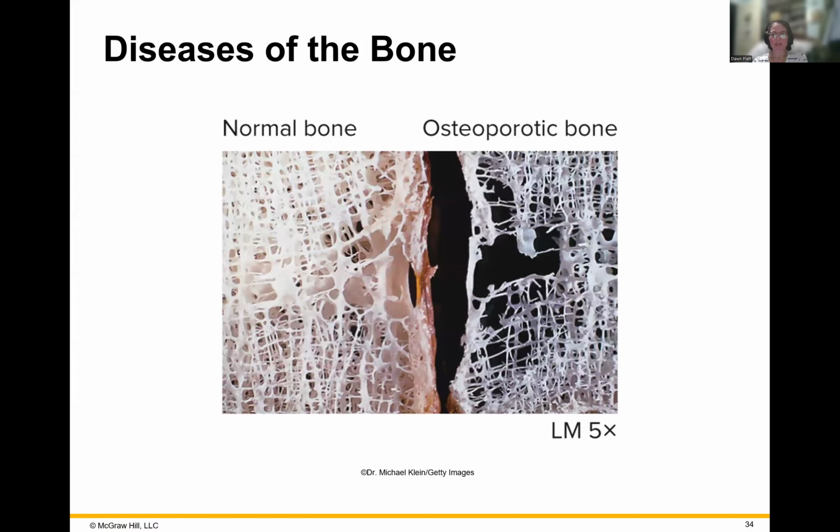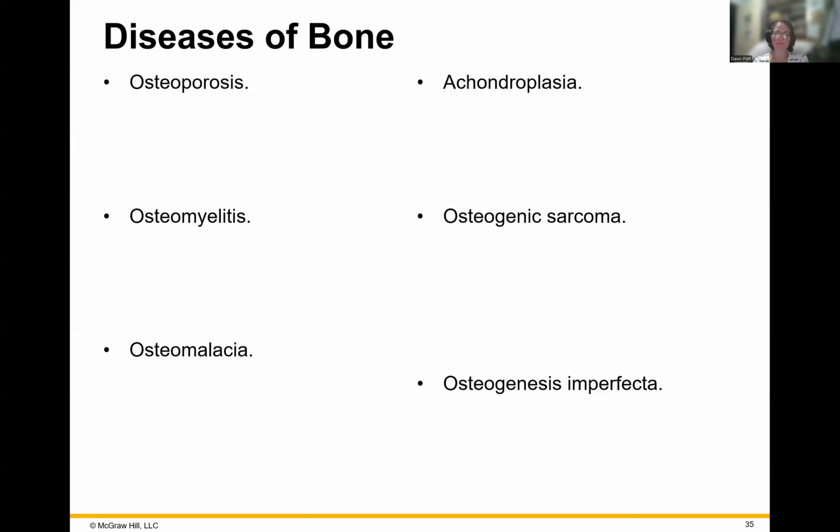Disorders and injuries. So here we have osteoporosis. You can see on the left-hand side, this is microscopic level. This is really digging in. Yes, our bones have all these air pockets in them. That is normal for a bone. But if you look on the right, this is an osteoporotic bone. See these big gaps in here? That is going to cause a risk for fractures.